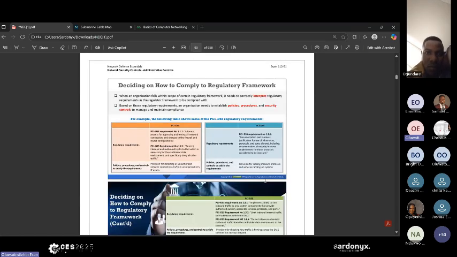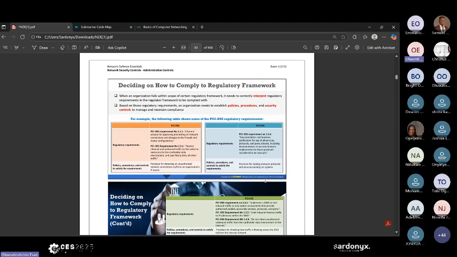Now, deciding on how to comply with a regulatory framework. When an organization falls within the scope of certain regulatory frameworks, it needs to correctly interpret the regulatory requirements to be compliant. Based on those regulatory requirements, an organization needs to establish policy. Now, you will develop policies, procedures, and security controls to manage and maintain that compliance. That's why I say that before you start any organization, you need to understand which compliance you are following. Then you build policies, procedures, and even controls to that compliance.